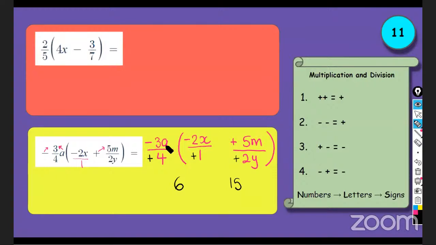Do the letters now for the top. A by X is AX. You've got to put back both letters involved. And A by M is AM. All right? Signs now. A negative by a negative, 2 negatives make a positive. And a negative and a positive is a negative. We okay so far?